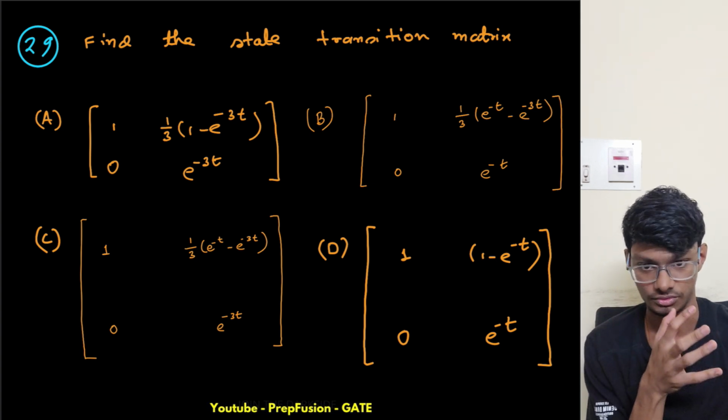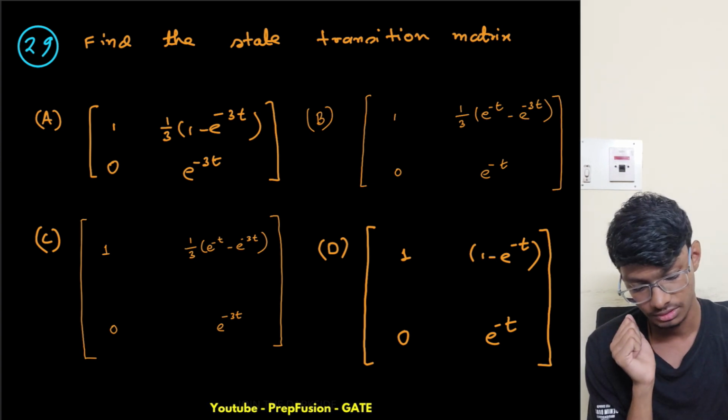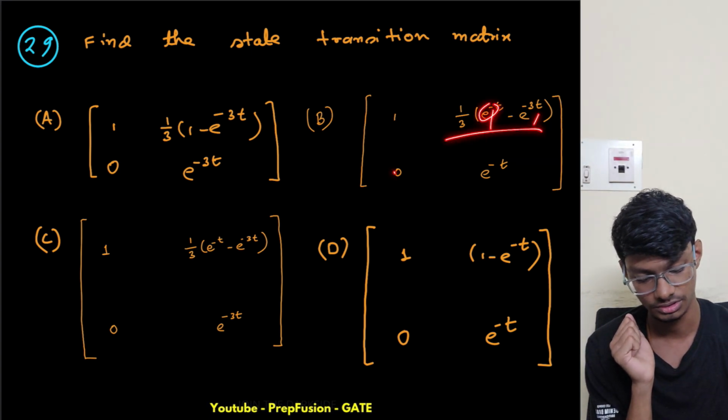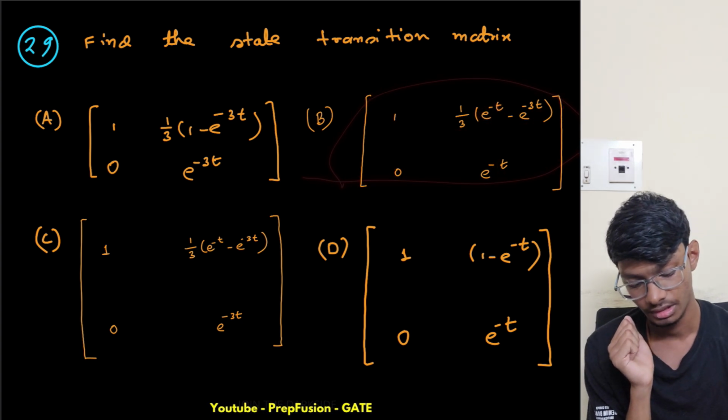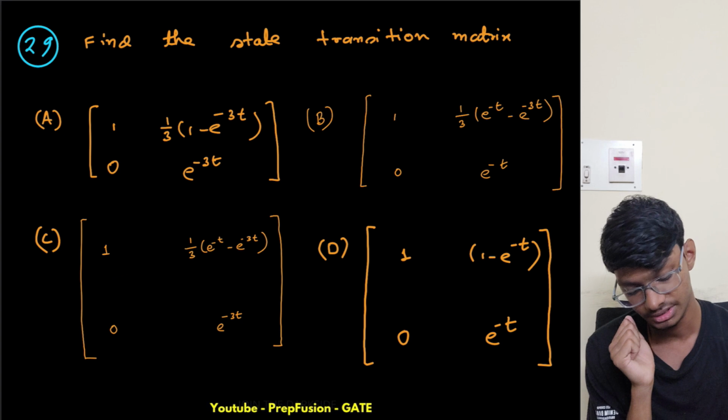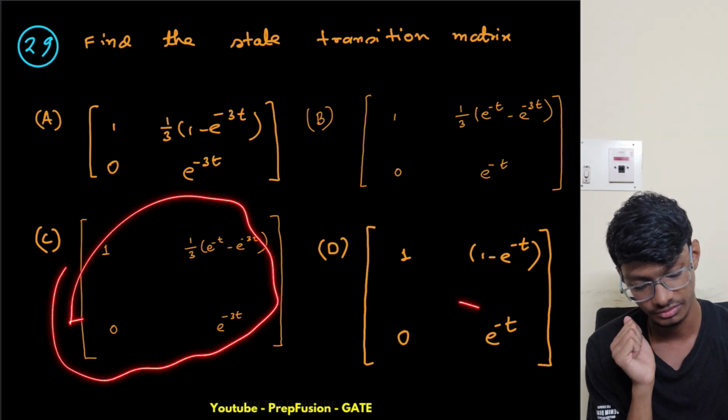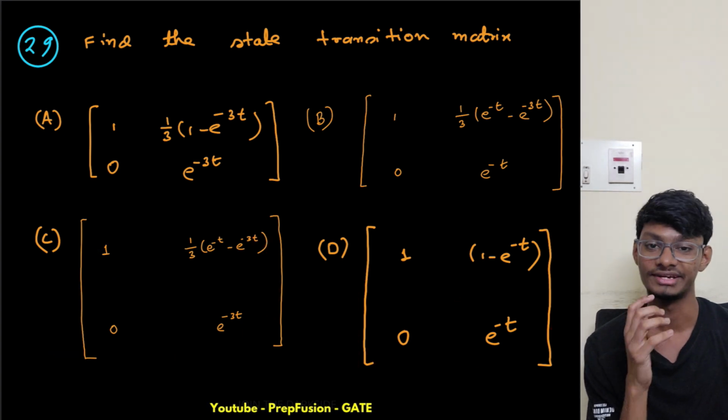Now I have to check the other options also. If I put t equals 0 over here, this is 1, minus 1, this is also 0, this is 0 and this is also 1. So again this can also be my answer, right? If I put t equals 0 here, this can also be my answer. So GATE people are smart.